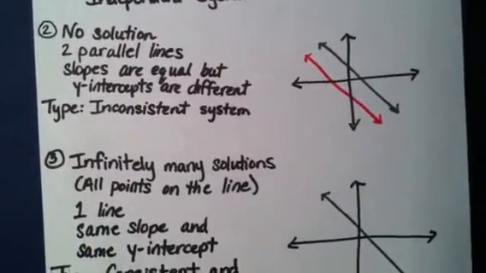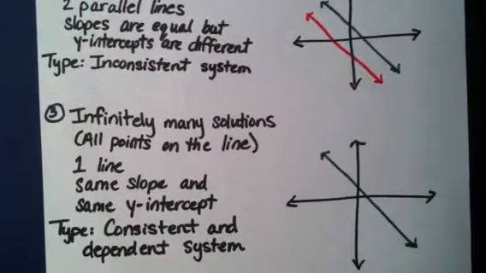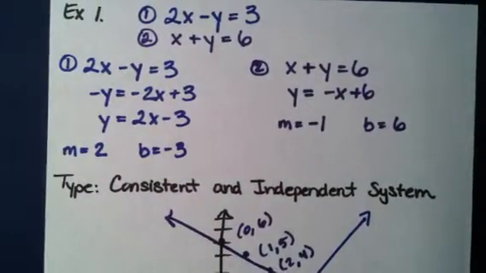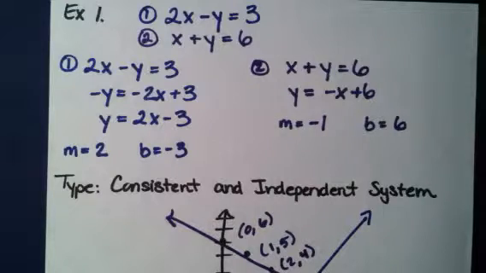The third type of linear system has infinitely many solutions. All the points on the line are possible solutions. It includes 1 line, it's the same slope, and the same y-intercept. This type is consistent and dependent. Let's do a few examples. Example number 1, we have 2x minus y equals 3 and x plus y equals 6.